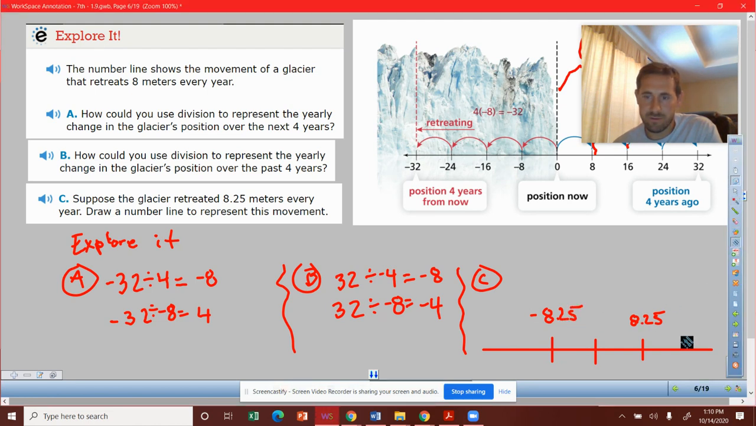What would my next interval be? What's 8 1/4 plus another 8 1/4? 16 1/2. And you could extend this out again. If you did, we would be at 24.75 for our next interval. And therefore the negative would be the same, -24.75. All right, hopefully that helps.